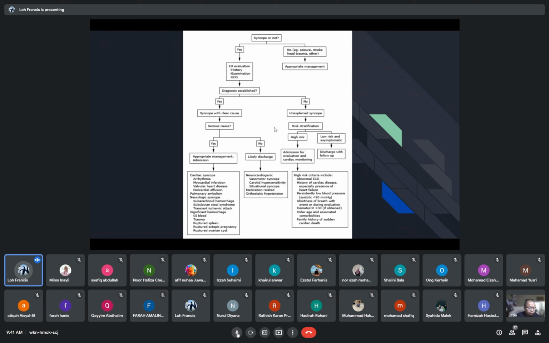For unexplained syncope, you need to do risk stratification. If it's a high risk patient, you need to admit the patient. If it's low risk, you can discharge the patient with reassurance.